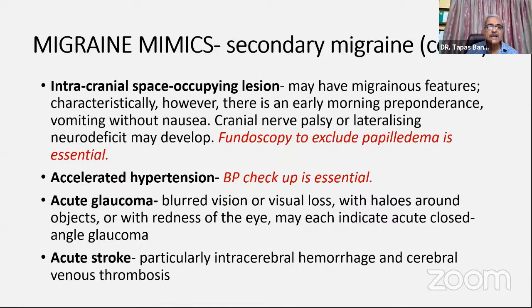Accelerated hypertension can be a migraine mimic. At least on the first sitting, a BP checkup is essential for all patients presenting with headache. Acute glaucoma is a very important and very serious disease you have to exclude. If you have blurred vision, visual loss, halos around objects, redness of the eyes, then this gives a clue that this is eye pathology, and acute closed-angle glaucoma has to be excluded. Acute stroke, intracerebral hemorrhage, and cerebral venous thrombosis can present with headache mimicking migraine.